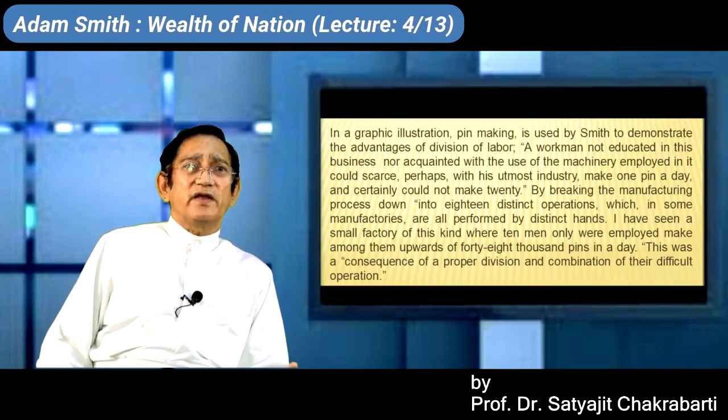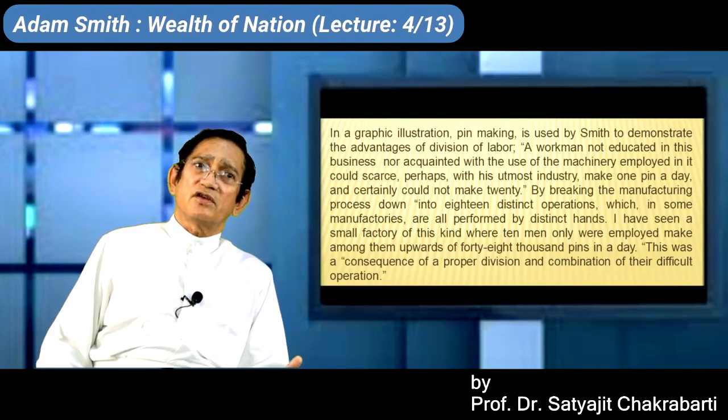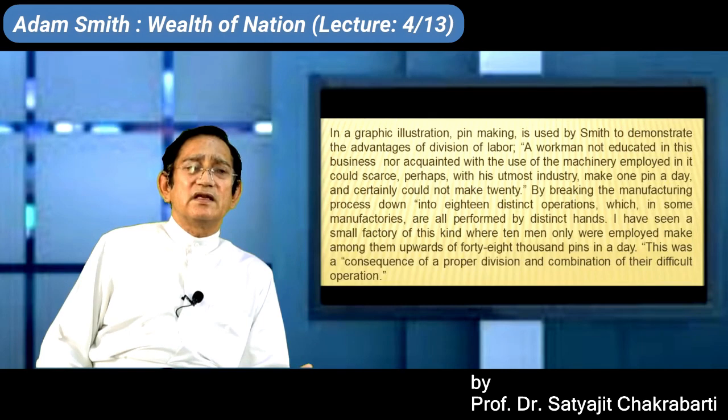But by breaking the manufacturing process down into 18 distinct operations, which in some manufactories are all performed by distinct hands, I have seen a small factory of this kind where 10 men only were employed, making amongst themselves up to 48,000 pins a day. This is a consequence of the proper division and combination of their different operations.